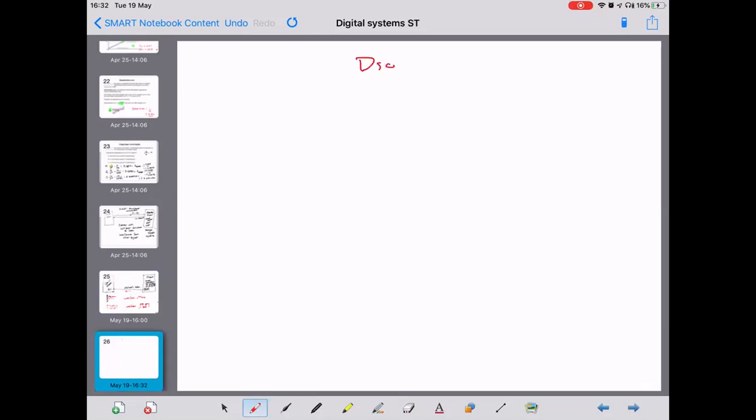The diode, if we remember, the symbol is an arrow with a line across the front. Its action is that it will allow current to flow in this direction, in the direction of the arrow, but it won't allow current to flow in the opposite direction. So it's like a one-way valve.